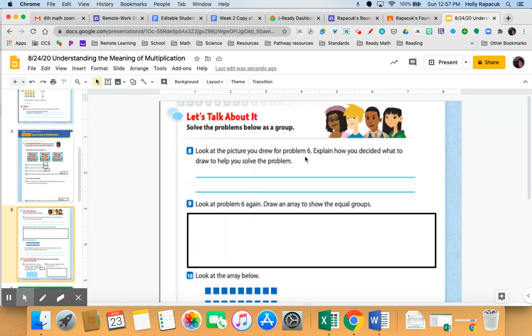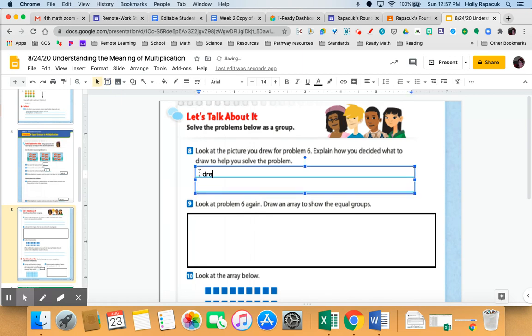Well, we knew that there were 4 groups, right? So I could write... I drew 4 groups because there were 4 trees. Now, they picked 5 apples from each tree. So I put 5 in each group.